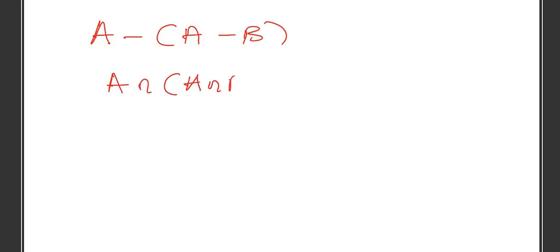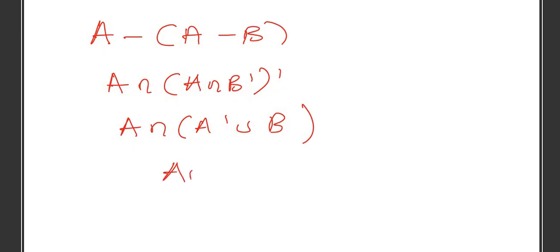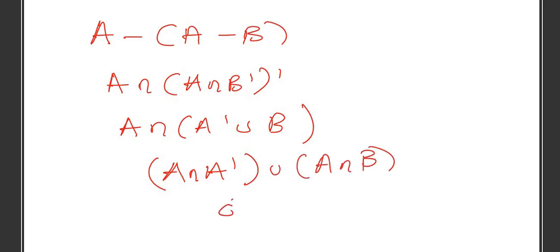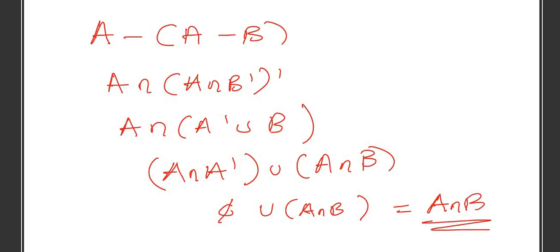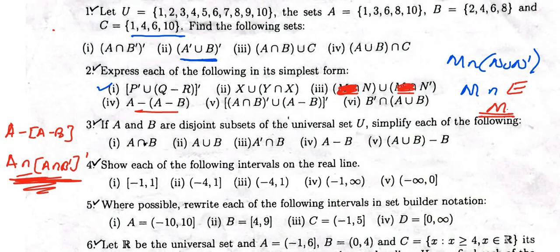We have A intersection B complement and that, so we're just going to say A intersection A complement union B there. Union A intersection B. Is this part here okay? Yeah, so this is how we do this guy here.